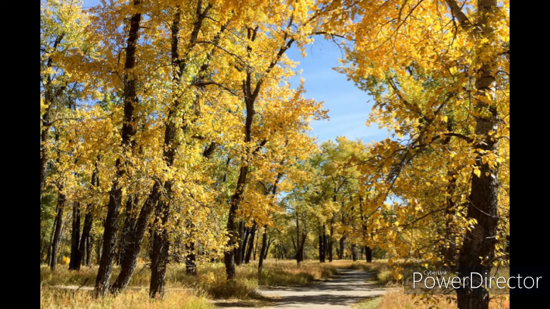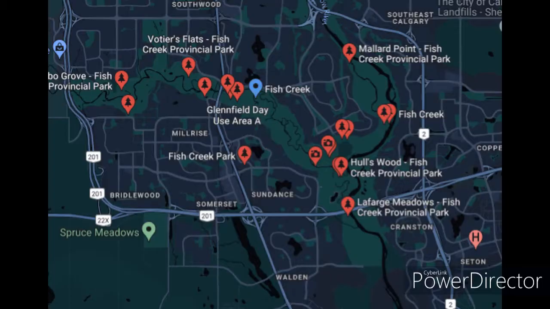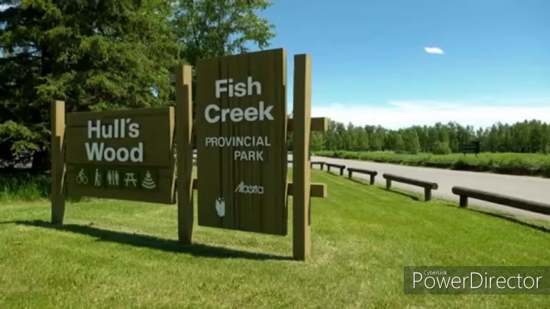Fish Creek Provincial Park is an urban provincial park that preserves the valley of Fish Creek in the southern part of Calgary. It is bordered on three sides by the city. Fish Creek Park features more than 100 kilometers of trails for walking, hiking, and biking, of which more than 60 kilometers are paved. These trails connect the park to Calgary's extensive pathway system, and the Trans-Canada Trail passes through the park along the Bow River.